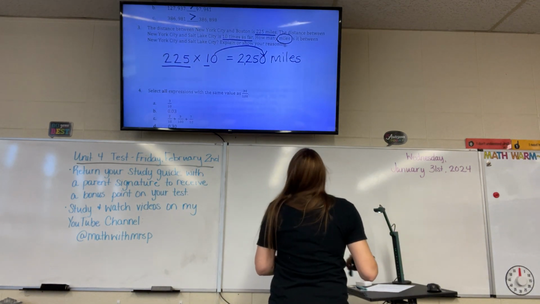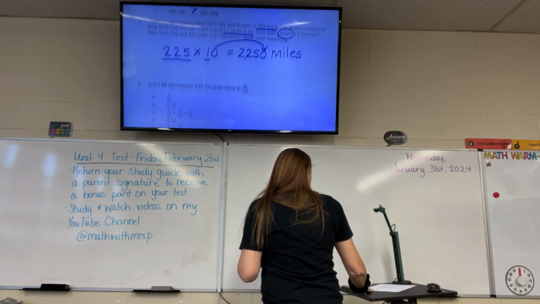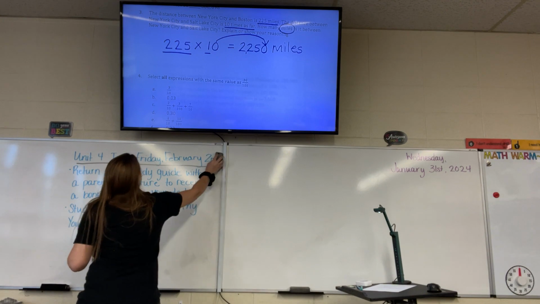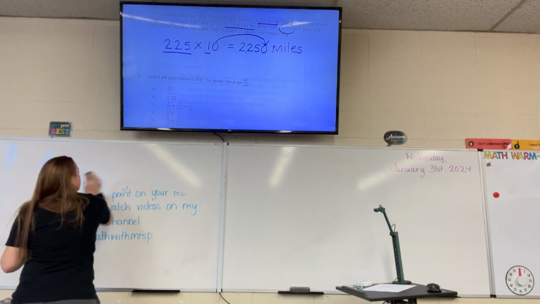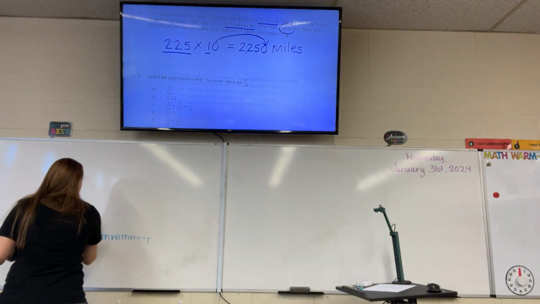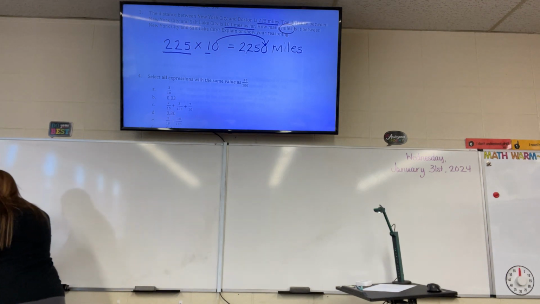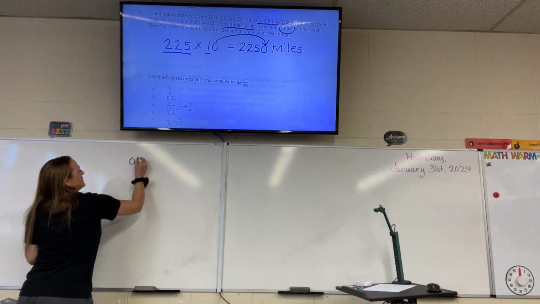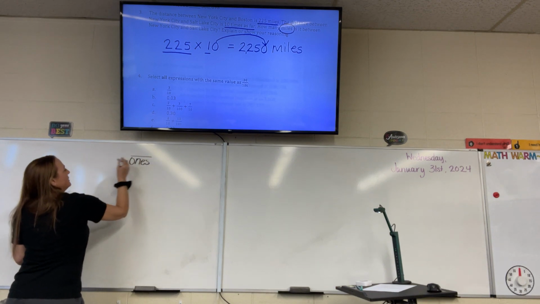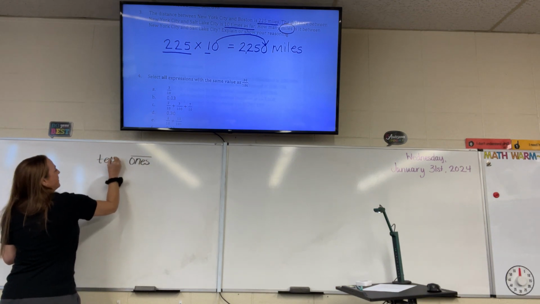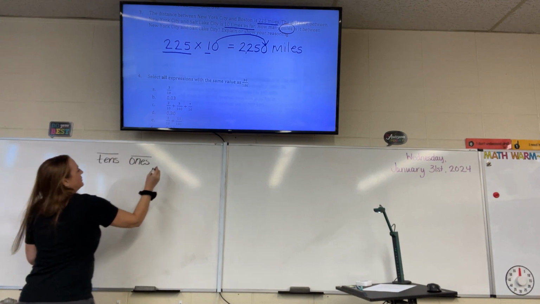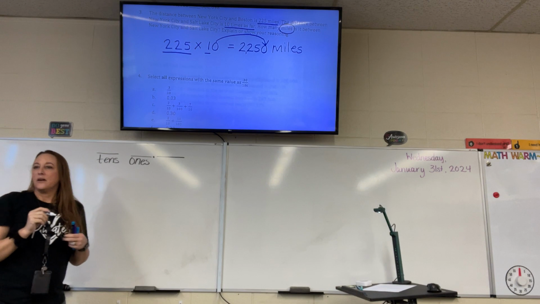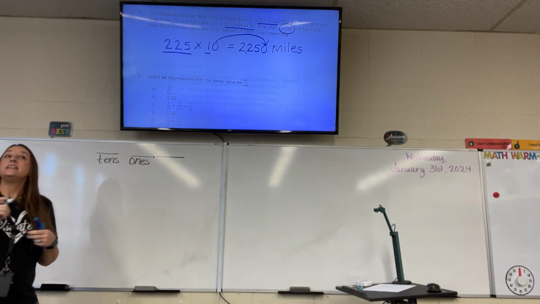Now it has been a little bit since we talked about decimals. So just to review, well, I'm going to write it up here real quick. Place value. We have the ones place, the tens place. What goes right next to the ones place? On the other side. Rylan? Tenths. Yep.